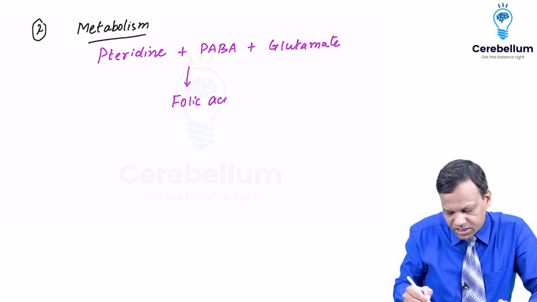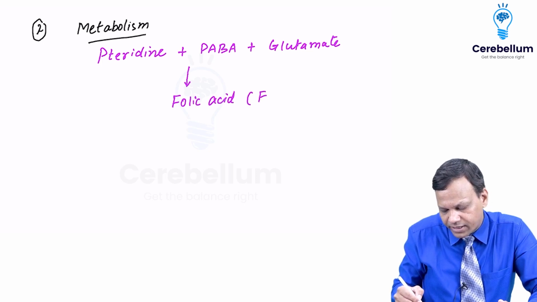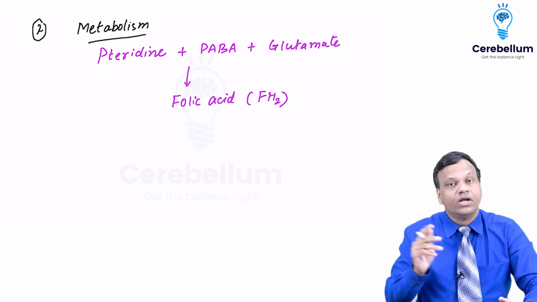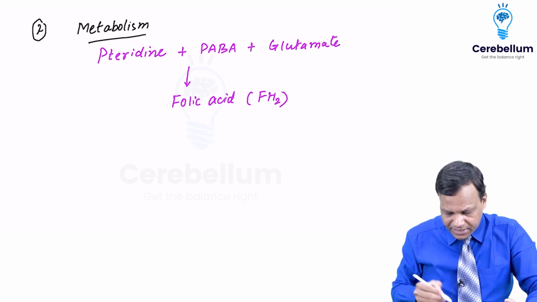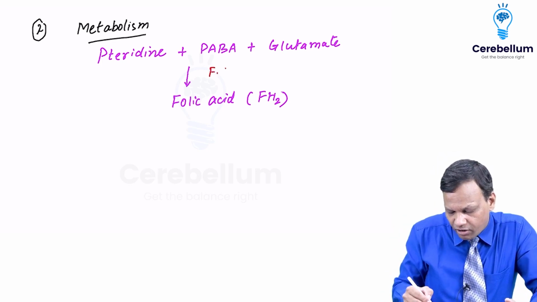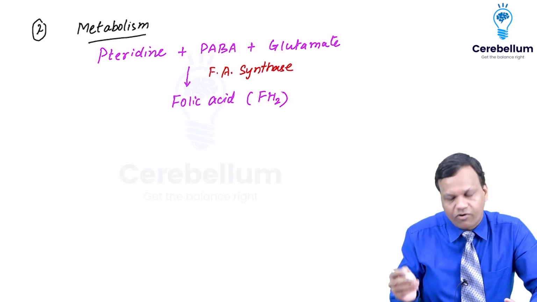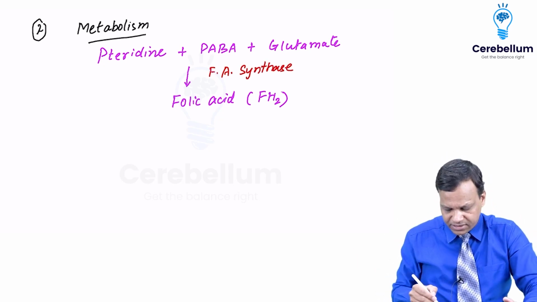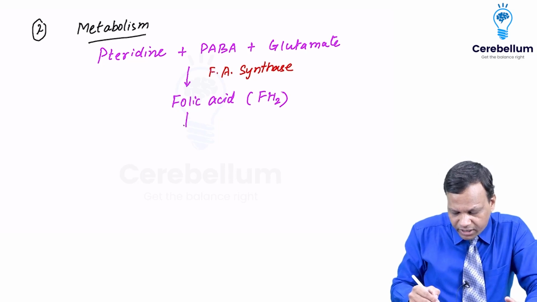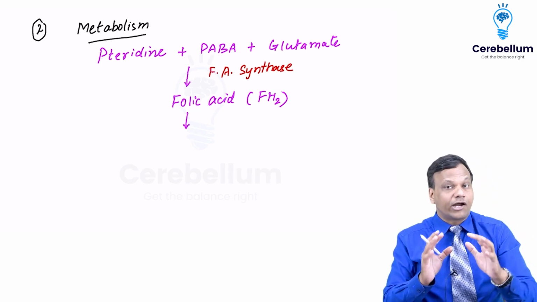So these three substances combine together to form folic acid. The folic acid which is formed is dihydrofolic acid. I'll write it as FH2, dihydrofolic acid, and the enzyme is known as folic acid synthase. So the name is easy. It is helping in formation of folic acid, so it is folic acid synthase. But the folic acid is inactive. It cannot produce any action.